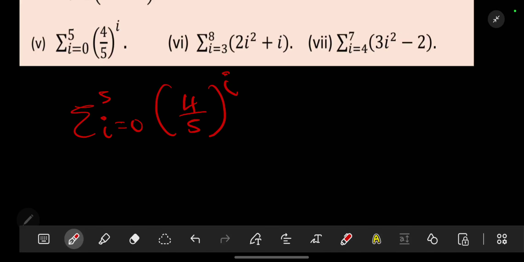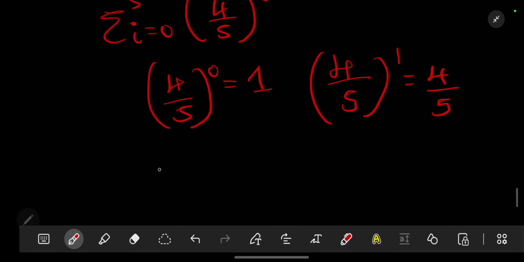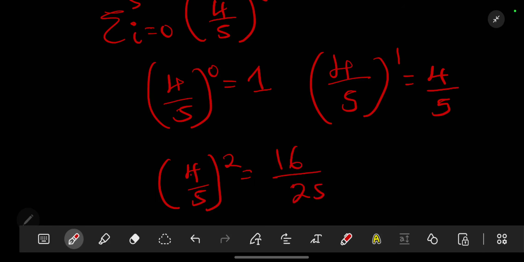4 over 5. So our first term, with i being 0, will be 1, since any number to the power 0 is 1. Then the second term will be 4 over 5 to the power 1, which is 4 over 5. If we put 2, it will be 4 over 5 to the power 2, which will be 4 squared, 16, over 5 squared, 25.